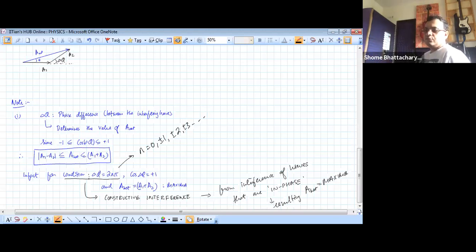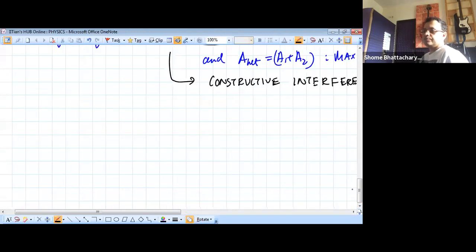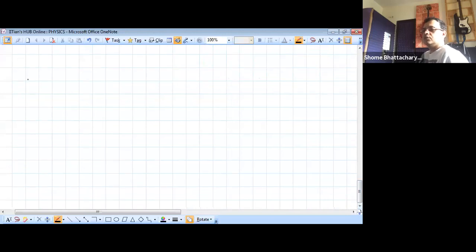So the condition for constructive interference is that delta phi should be an even multiple of pi, 2n pi, including 0 of course. And what that condition results in is that the net amplitude becomes the sum of the amplitudes. It becomes A1 plus A2. Similarly, we have destructive interference. That is the situation when you get the minima, the opposite of this.